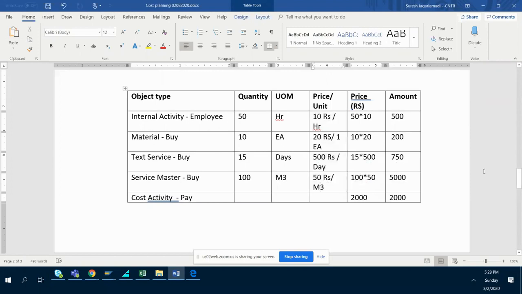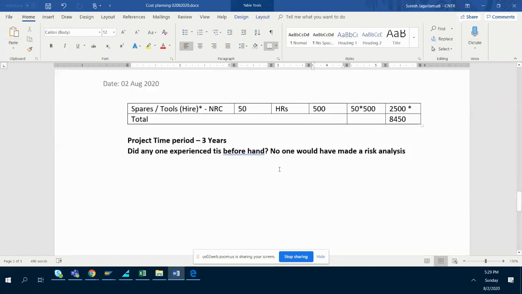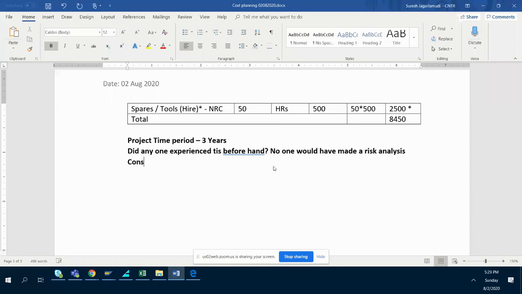Generally, civil is a very interesting topic. Now tell me, suppose you are constructing a house, what is the per square feet construction cost? It is 1500 to 1600 rupees, normal construction. 1500 to 1600.